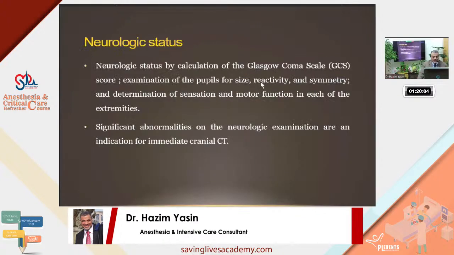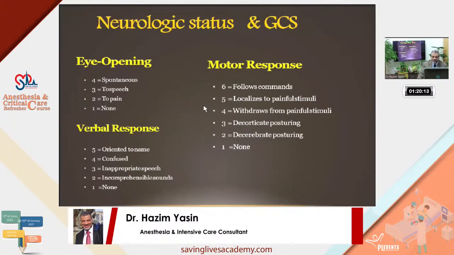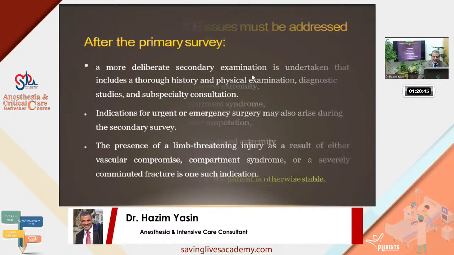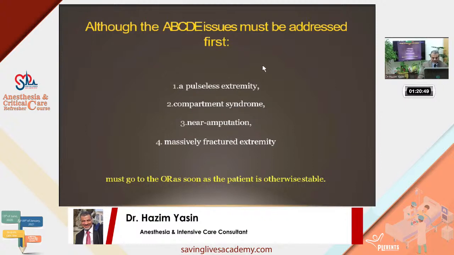Neurological status should be considered from the beginning by following up the Glasgow coma scale, and as long as the neurological status is followed, it reduces the medico-legal aspects for the trauma team, for the anesthetist, for the surgeon. If all of you know the EMV of the Glasgow coma scale, no need to read. The final step for the primary survey is complete exposure of the patient to see any other hidden trauma. Although the ABCDE issues must be addressed first, we must not forget the pulseless extremity, the compartment syndrome, the near amputation, the massively fractured limbs.